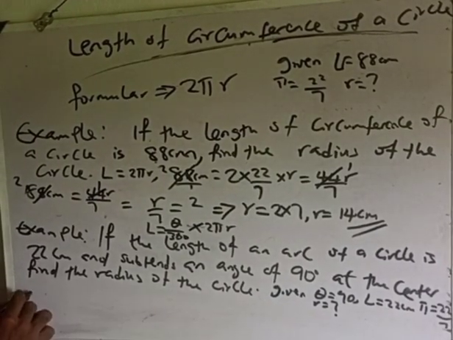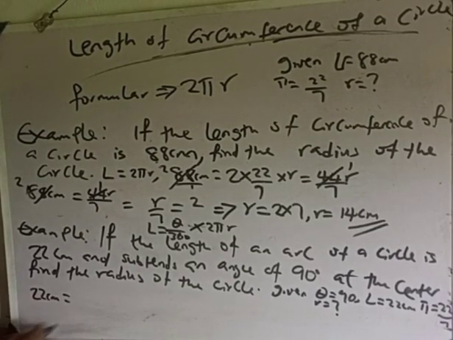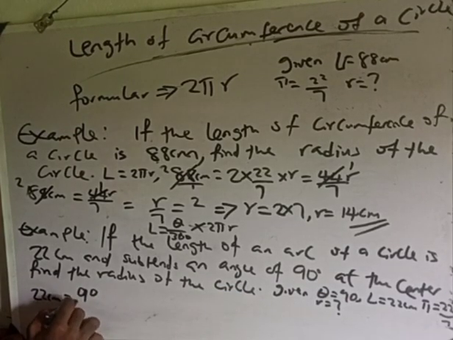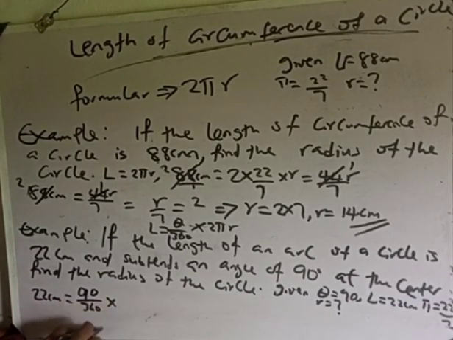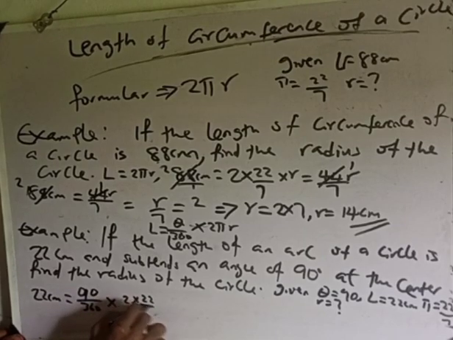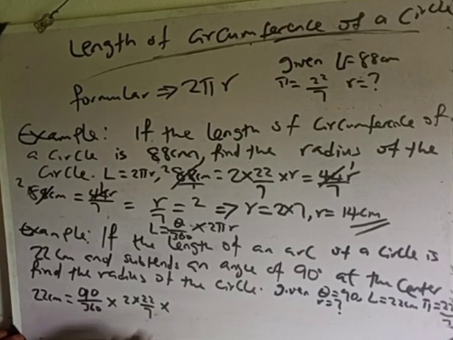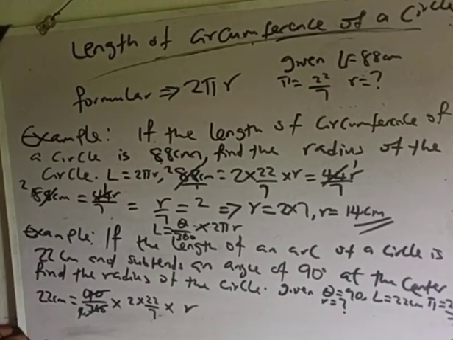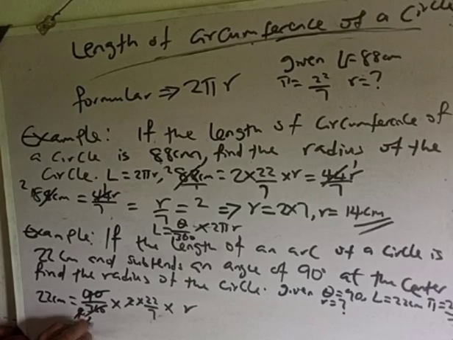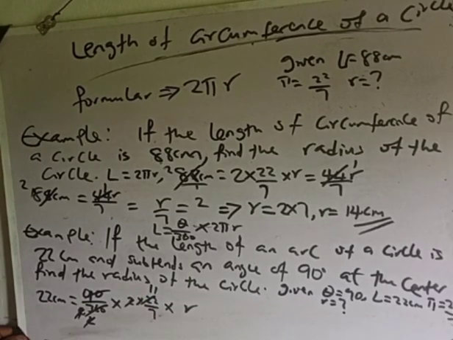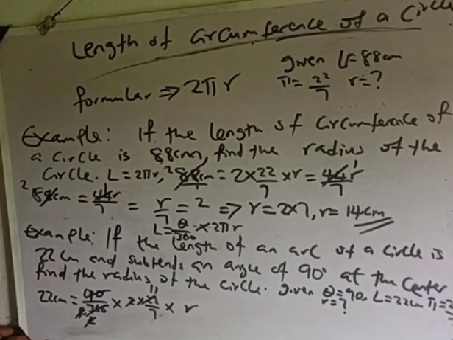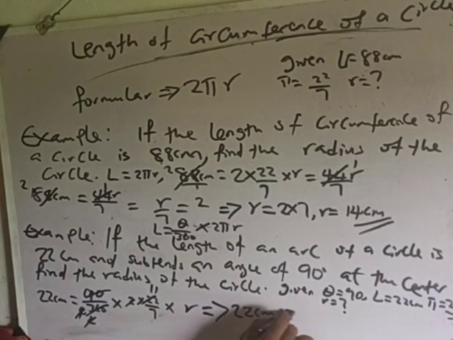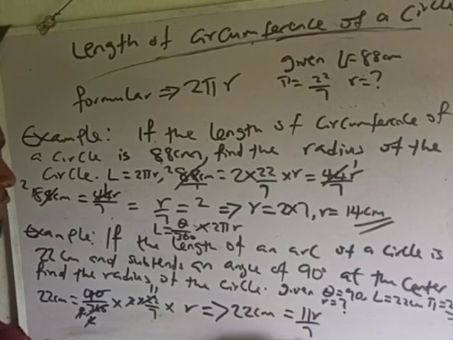In this case, what we are going to do is that we have that 22 cm is equal to theta over 360. What's our theta? 90. 90 degrees over 360 times 2 times 22/7 times, we are looking for our r, right? Remember, this can cancel this. We have 4 down here. 4 can cancel 2. We still have 2. 2 can cancel 2. We have 11, right? So this will give us something like 22 cm is equal to 11r/7.